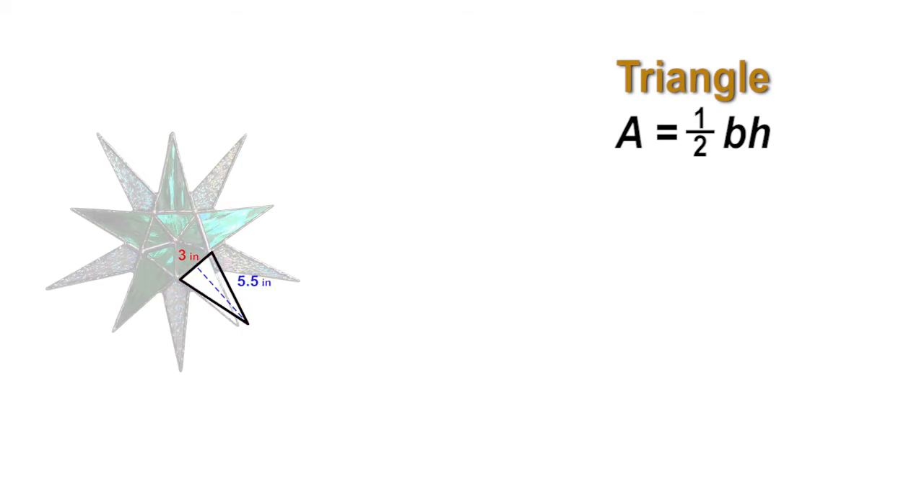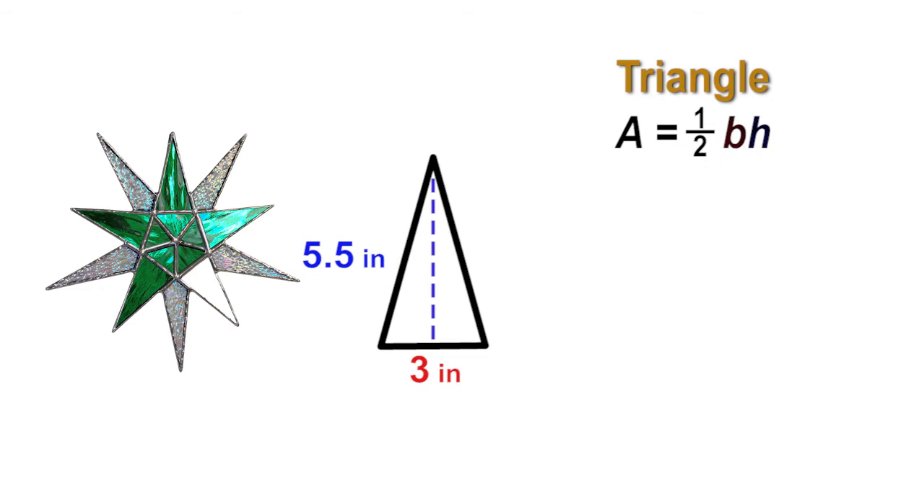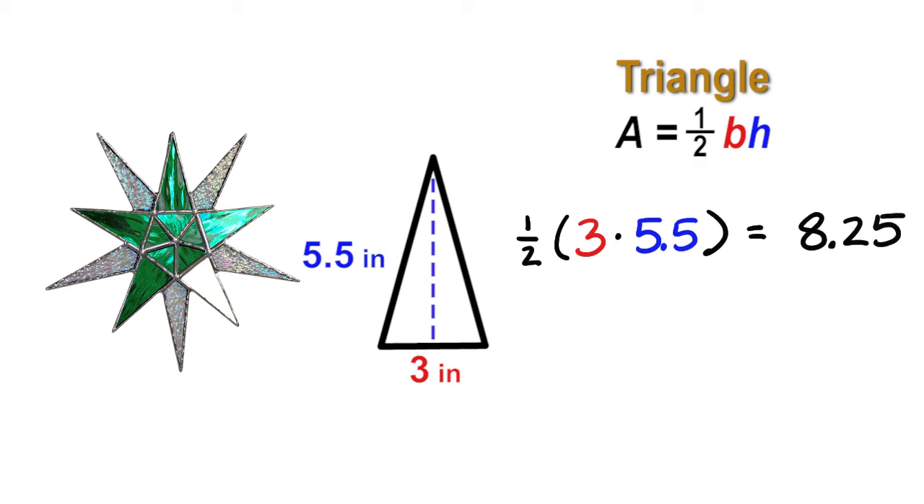inches. Let's substitute these two values into the formula and multiply the base times the height, and then multiply the resulting product by 1/2 or divide by 2. We get the answer 8 25/100. The area of each triangular pane of glass is 8 25/100 square inches.